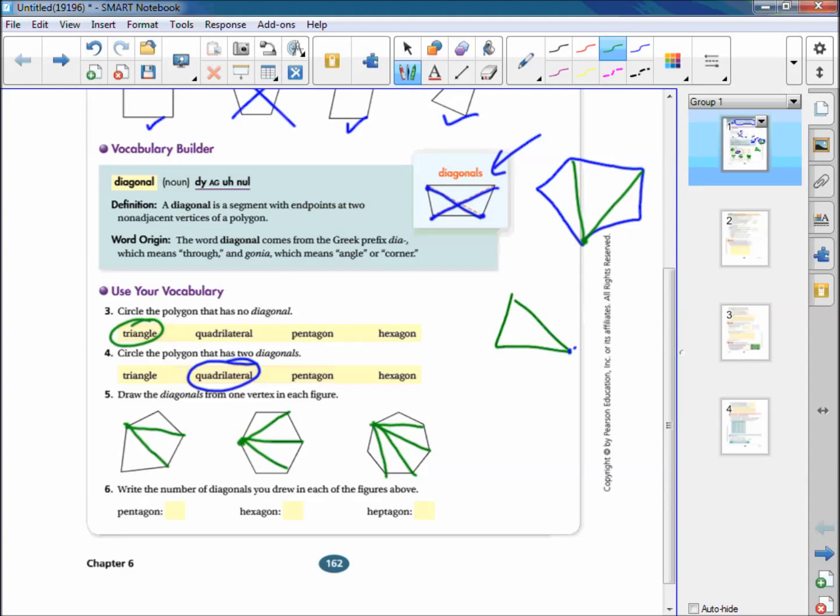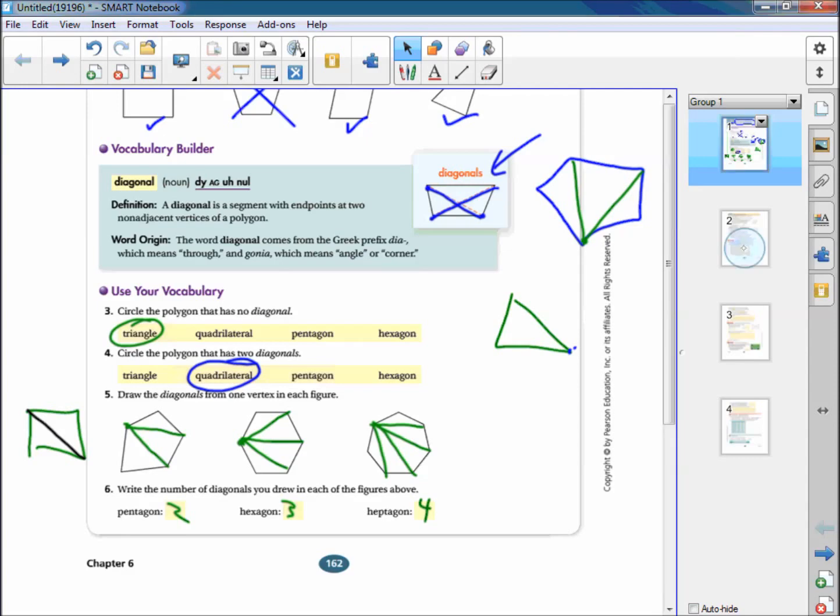Write the number of diagonals you drew in each of the figures above. So a pentagon had 2 diagonals, a hexagon had 3 diagonals, and a heptagon had 4 diagonals from one vertex. Okay, so notice a quadrilateral really has 1 diagonal from a vertex. And then a triangle has no diagonals from each vertex. All right, let's flip it over.